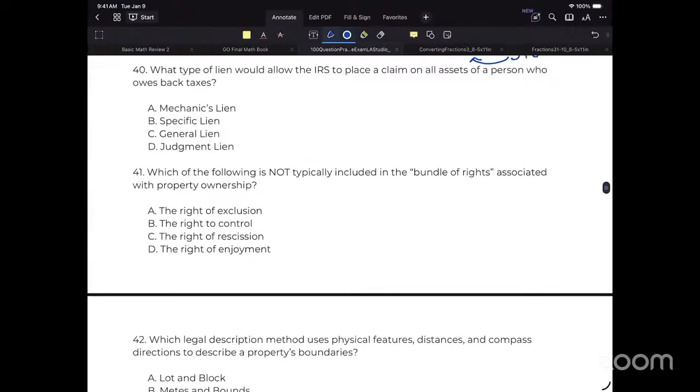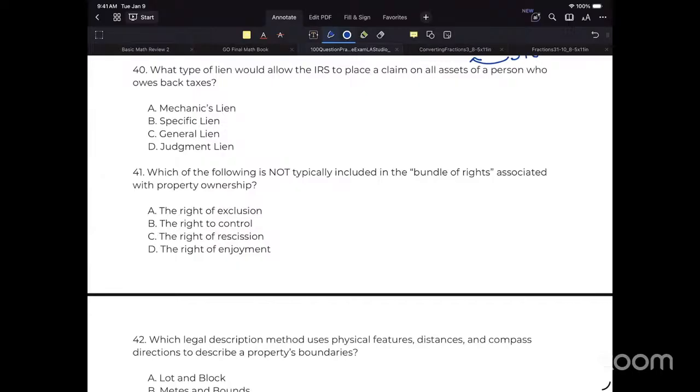Okay. 40. What type of lien would allow the IRS to place a claim on all assets of a person who owes back taxes? What type of lien would allow the IRS to place a claim on all assets of a person who owes back taxes? Would it be A, mechanics lien, B, specific lien, C, general lien, or D, judgment lien?